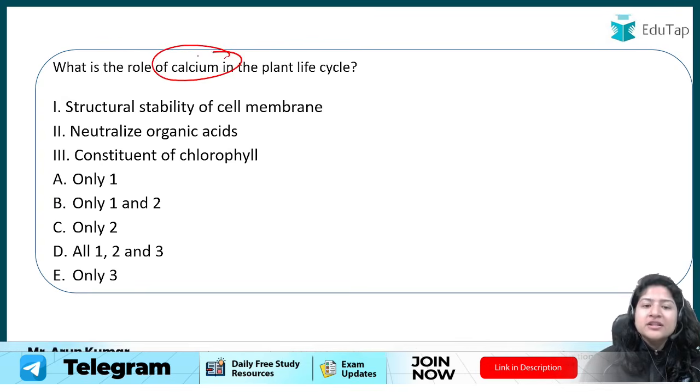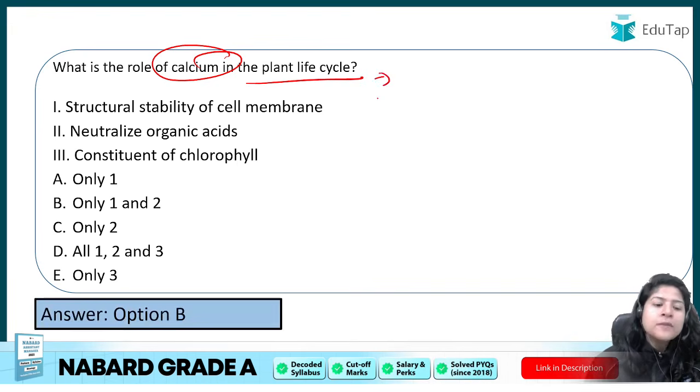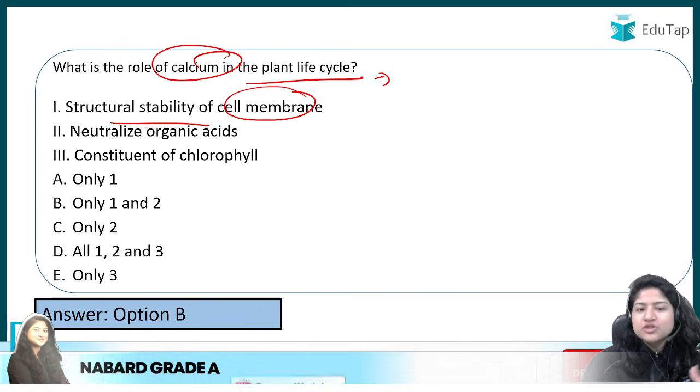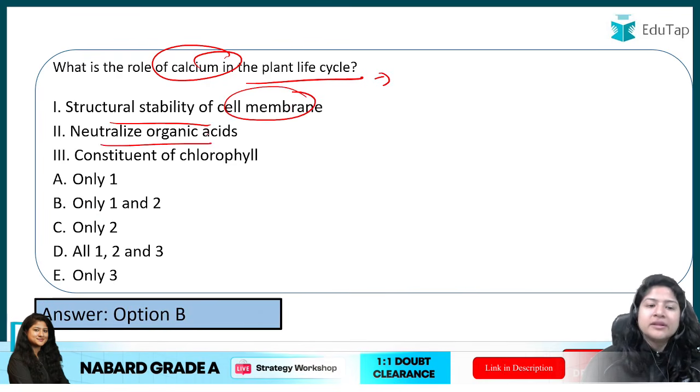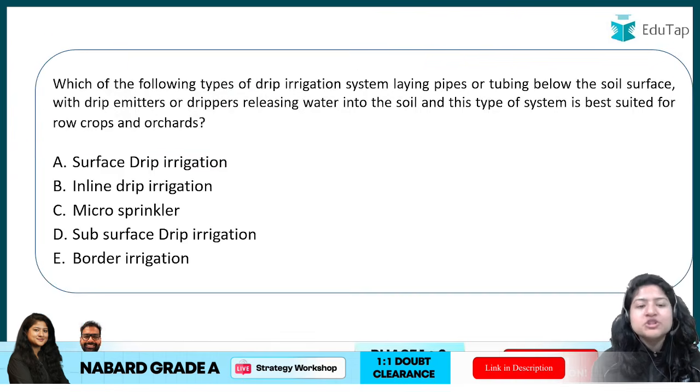What is the role of calcium in the plant cycle? This again belongs to your soil and water conservation chapter, ठीक है. Option number B, ठीक है, 1 and 2, that is to provide structural stability of cell membrane and utilize organic acids. For both cases calcium is pretty much useful, ठीक है.